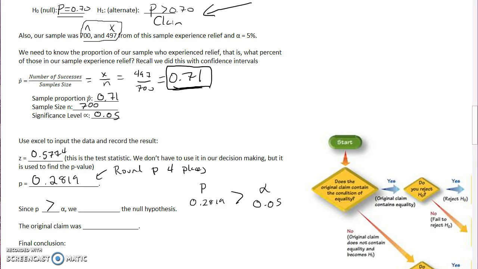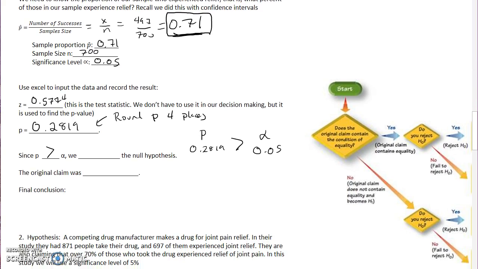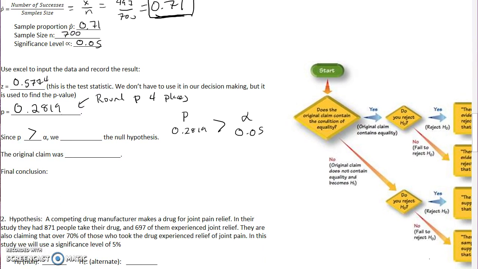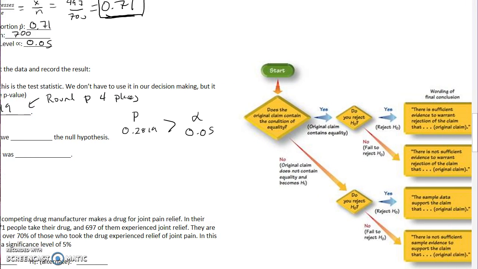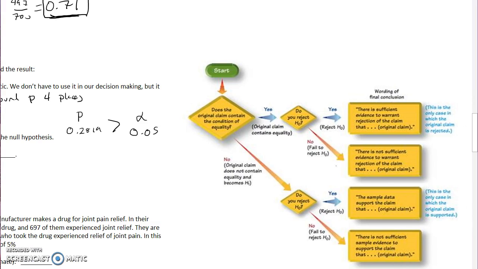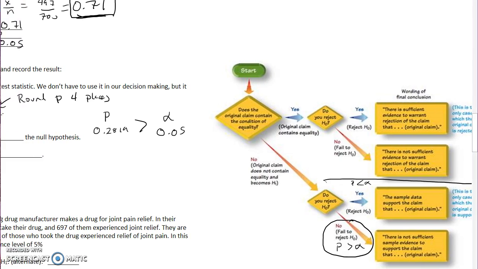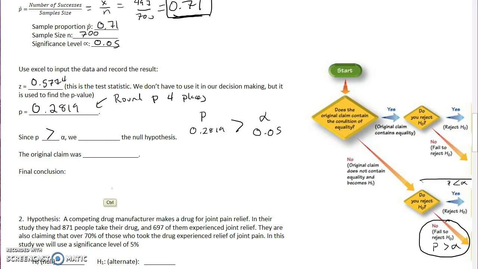And now I want to take a second to go back to this chart. You can see I have this chart over here. Remember what I said before, we're going to be operating down here since H1 was our claim. So was p less than alpha or was p greater than alpha? P was greater than alpha, so we are going to say we fail to reject the null hypothesis. So we fail to reject the null hypothesis.